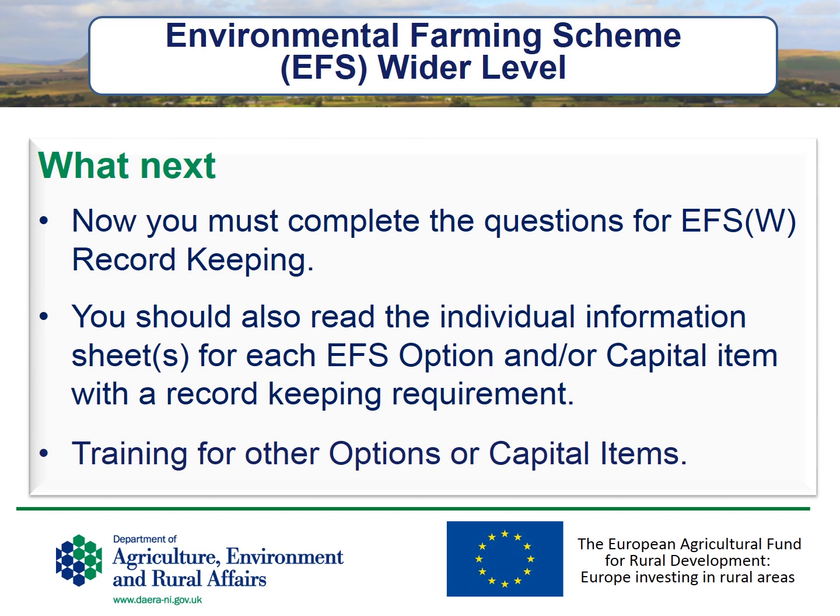Secondly, you should also read the individual information sheets for each EFS option and/or capital item with a record keeping requirement. These are found on the individual lesson sites or on the Environmental Farming Scheme section of the DERA website. And finally, if you have further options or capital items in your agreement, you can take the training for them after you complete the questions for this training module.